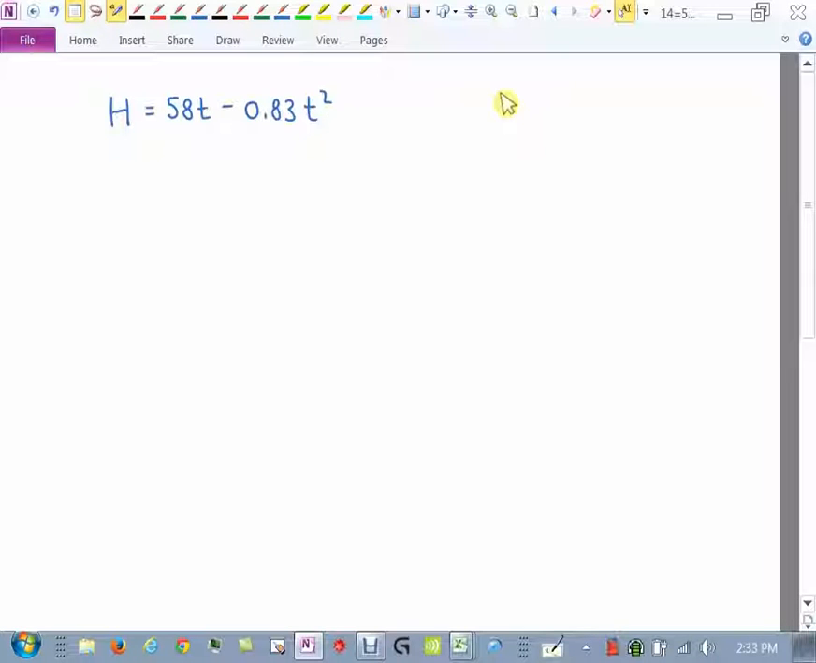This is number 12. An arrow is shot upward with a velocity of 58 meters per second. Its height in meters after t seconds is given by this equation. So here t is measured in seconds, and h, the height, is measured in meters. And we had an arrow, here's the ground, that was shot up, goes up and then starts coming back down. So this is linear motion, straight up, straight down.